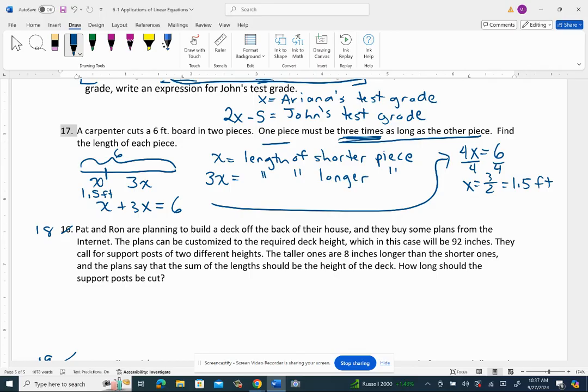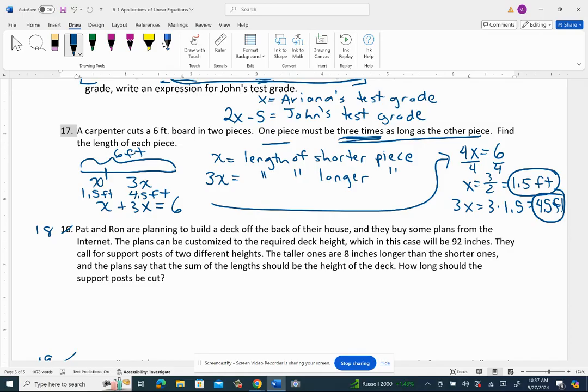So to get the longer piece, I just need to do 3 times that. 3 times the 1.5, and that would give me 4.5 feet. Okay, so this would have to be 4.5 feet. And then notice if you add 1.5 and 4.5, you get the 6 feet that you're supposed to have. So we kind of check it by doing that. So they wanted the length of each piece. You would be able to say one piece is 1.5 feet, the other one is 4.5 feet.